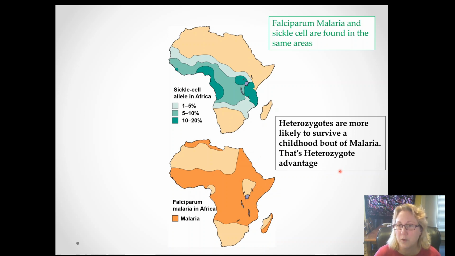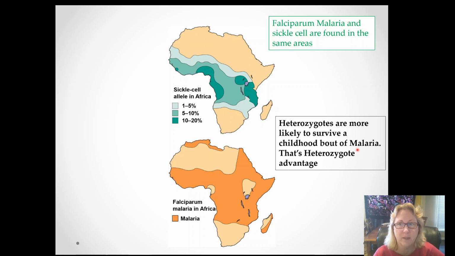So this is what we call heterozygote advantage. It turned out that if you are heterozygous for the sickle cell allele, you are more likely to survive a childhood bout with malaria than somebody who's homozygous for the normal beta globin allele. That's because of the way this parasite reproduces in the human body. It requires red blood cells that last for weeks and weeks. And it turns out that heterozygotes, people who are carriers for sickle cell, their red blood cells don't last quite as long as people who are homozygous for the normal beta globin allele.